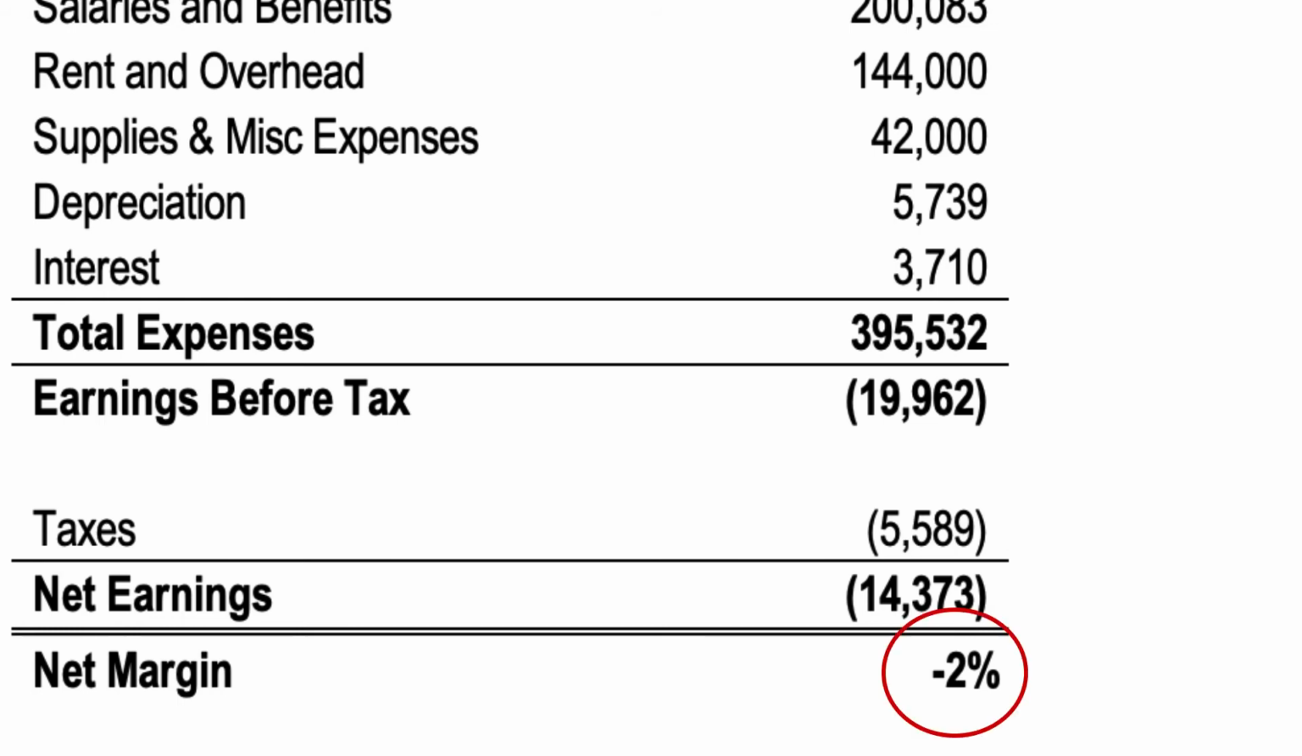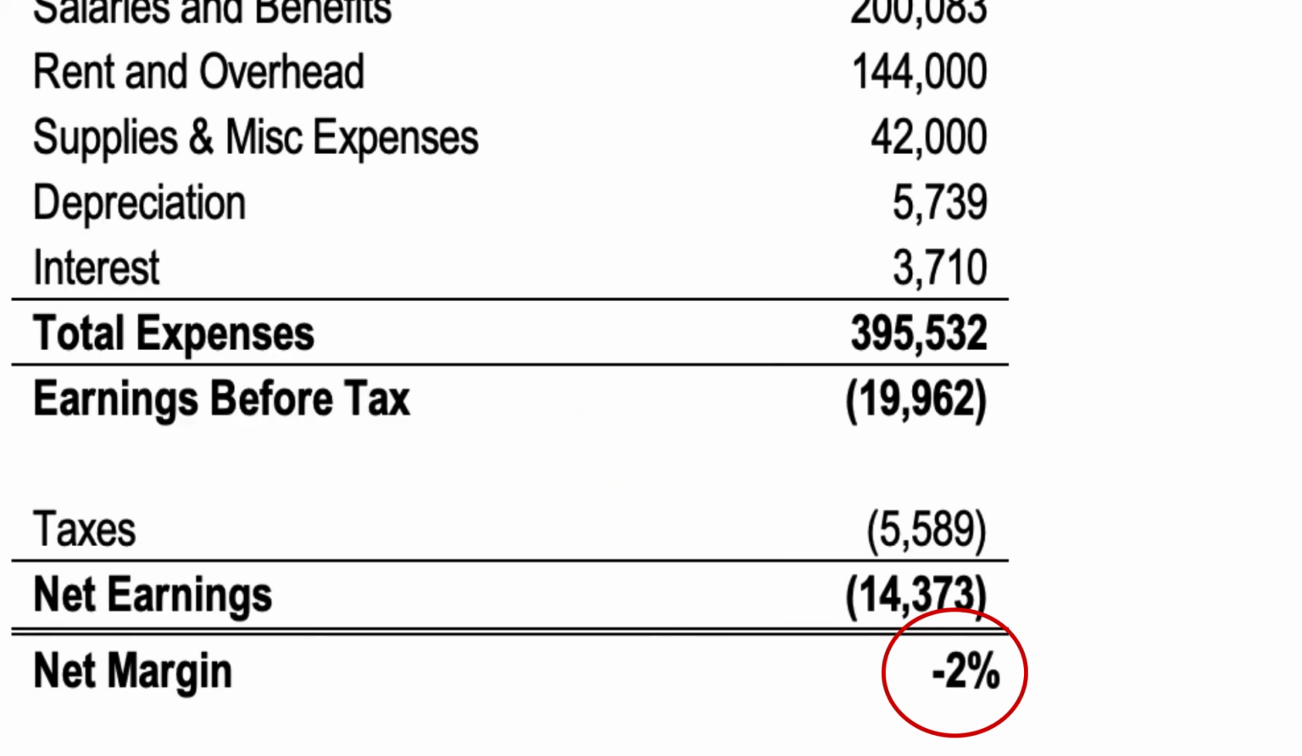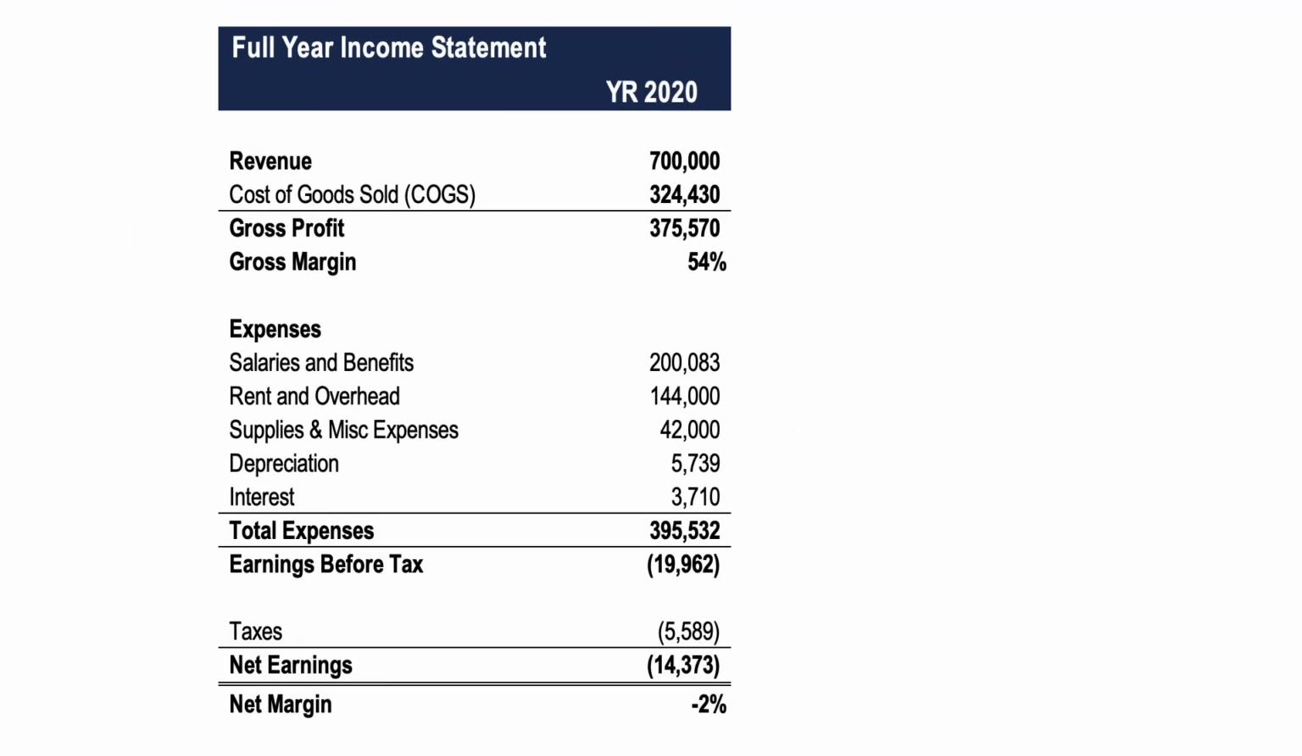The net margin percent comes from the formula of net income or loss divided by the revenue times 100. One way to think about the net margin percent is like this. If your net margin was negative 2%, as it is in this example, that means for every dollar you earned from your customers, you actually lost 2 cents. If your net margin were a positive 5%, that would mean you netted 5 cents in profits for every dollar of revenue. This is an income statement for 1 year, all by itself.